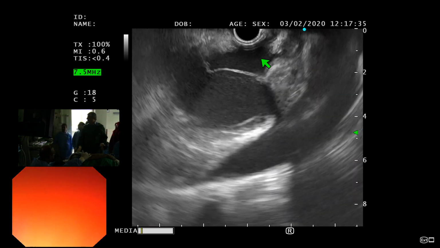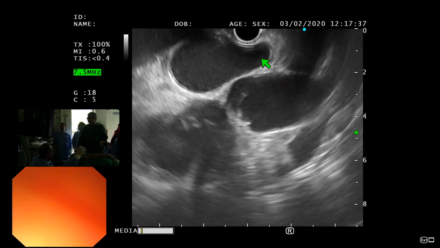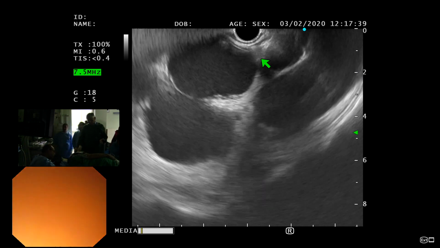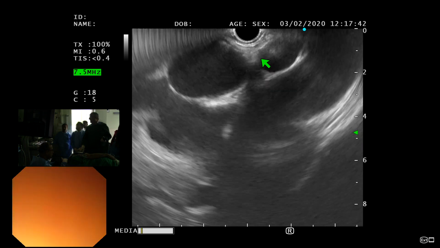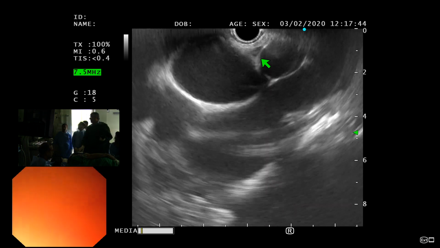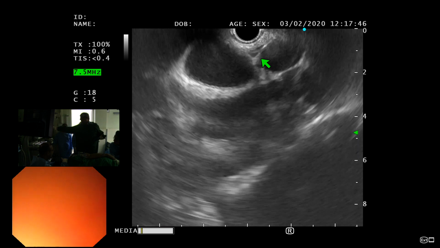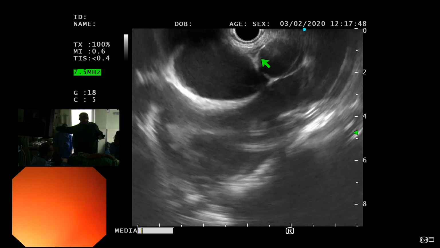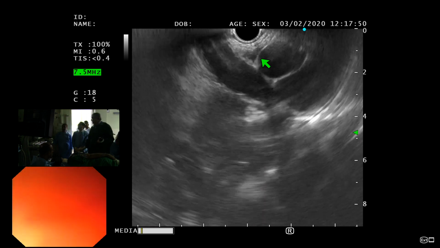When I see that, all you do is pull back a little bit, pull back, and look at my hand. I'm rotating gently, and that's the aorta. That's the left atrium, and that in between is the subcarinal. Okay.